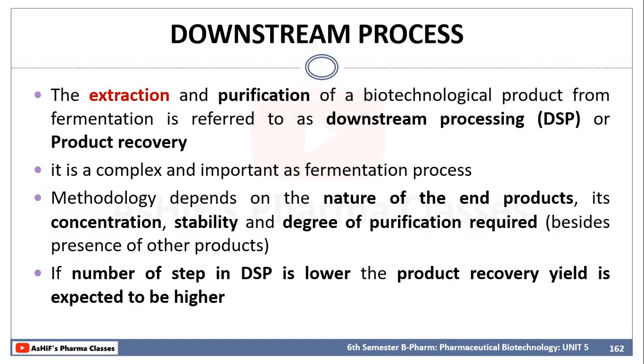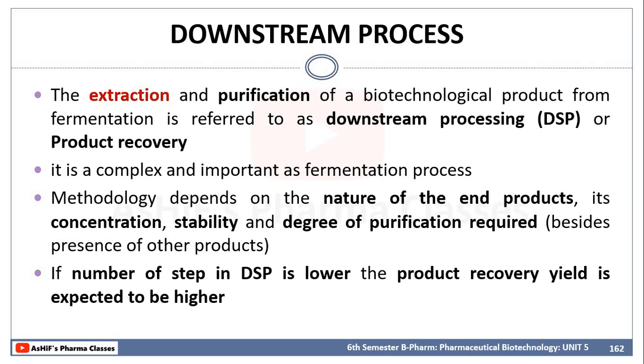Extraction and purification of biotechnological product from fermentation is referred to as downstream process or product recovery. Usually it is complex and it is very important in case of the fermentation process because we have to isolate a specific product from a mixture. There will be a mixture of primary metabolites, secondary metabolites and some other toxic waste products produced by the microorganism. And usually the process depends on the nature of the end product, concentration, stability, degree of purification required, besides the presence of other products.